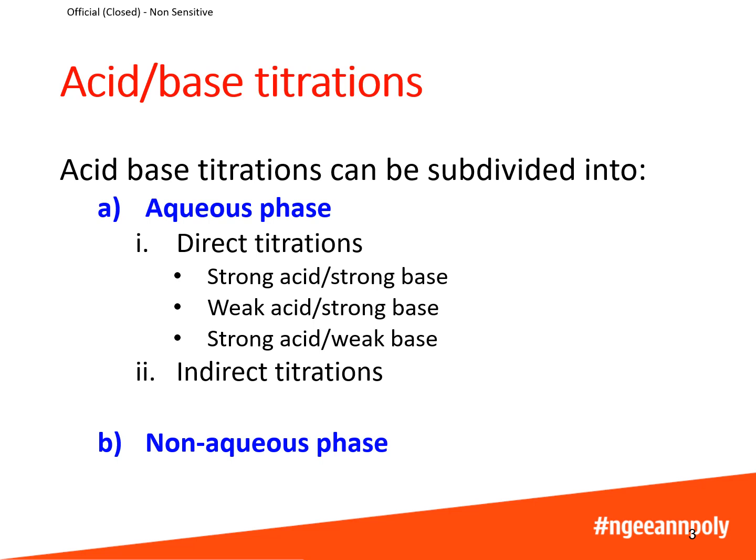Titrations can be classified into various categories based on the type of analyte or the method of analysis. Based on the solvents used, acid-base titrations can be classified as titrations in aqueous solutions or non-aqueous solvents. As for the method, direct titrations or indirect titrations may be used.